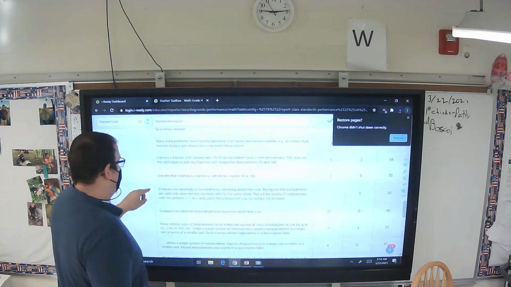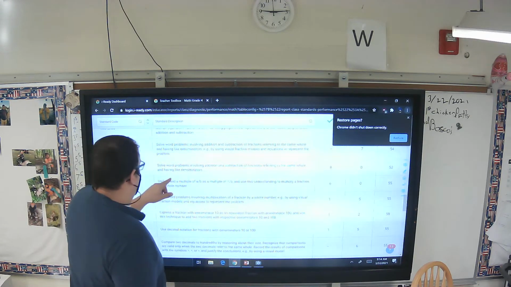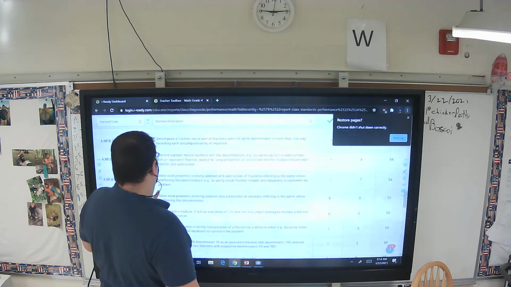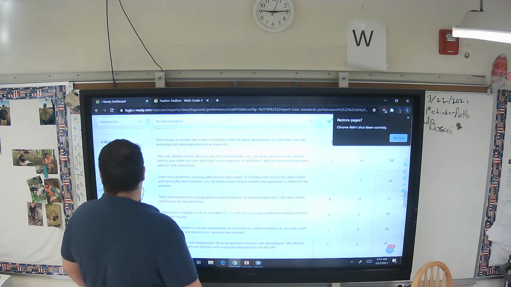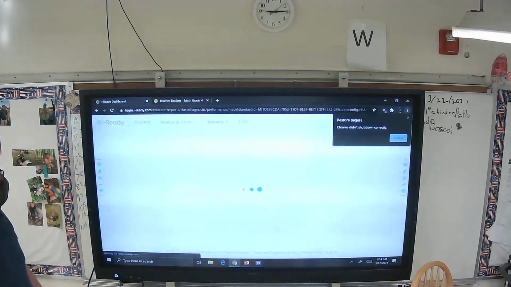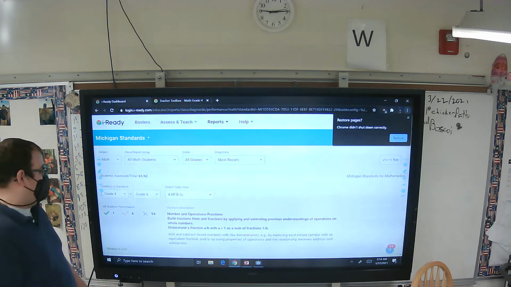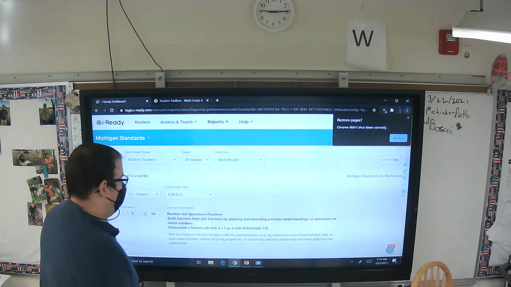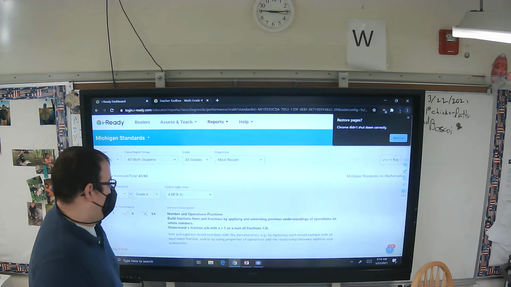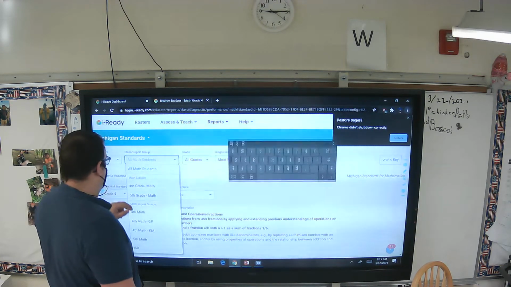Use denominator, express fraction, solve word problems. Do you understand multiples? Solve word problems, and subtract mixed numbers. Like, here we go. Dang it. 4.NF.B.3.C. Number and operations, fractions. Build fractions from unit fractions by applying and extending previous understanding of operations. Add and subtract mixed numbers with like denominators. Let's get it with just our class.